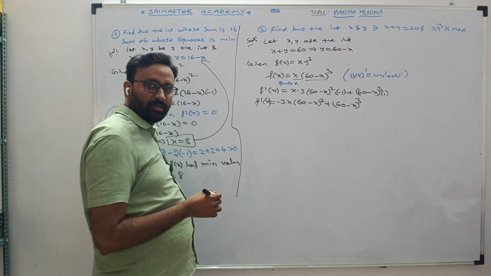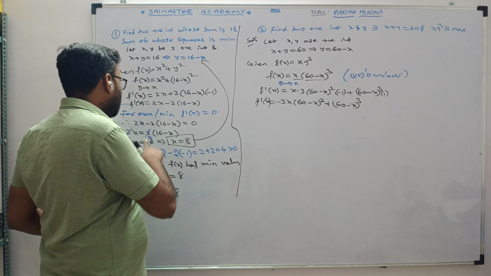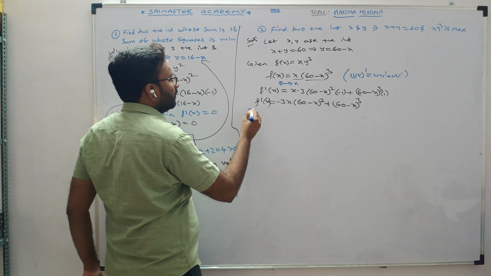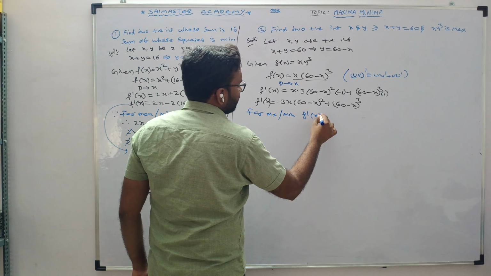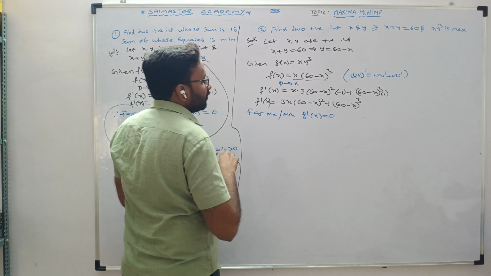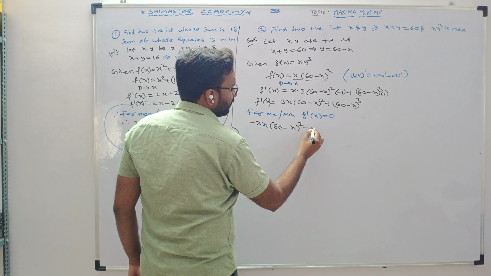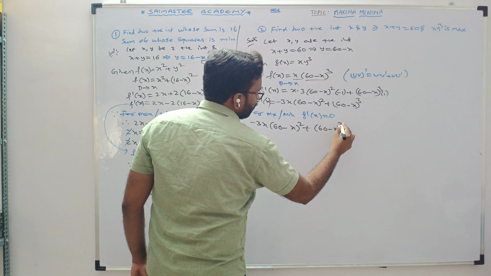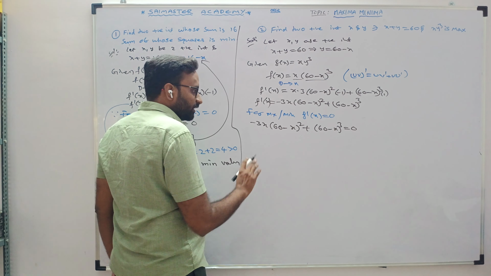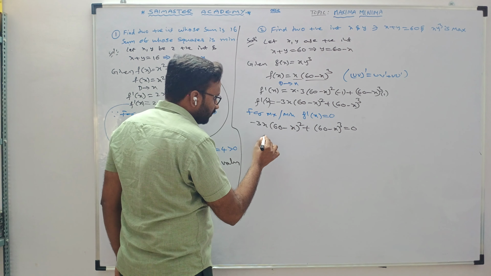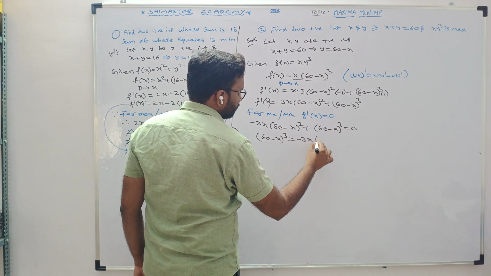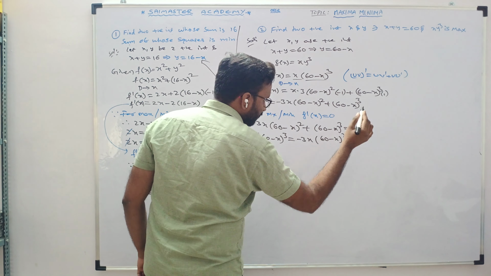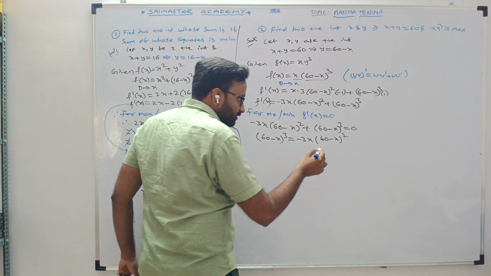But for maximum or minimum we have to make f dash of x equal to 0. For maxima or minima f dash of x is equal to 0, so we can write minus 3x into (60 minus x) whole square plus (60 minus x) whole cube is equal to 0. Then I am taking the negative term to that side. Now (60 minus x) whole cube is equal to 3x into (60 minus x) whole square.